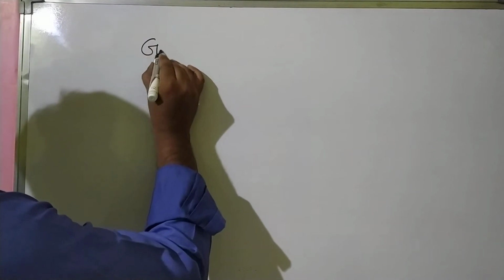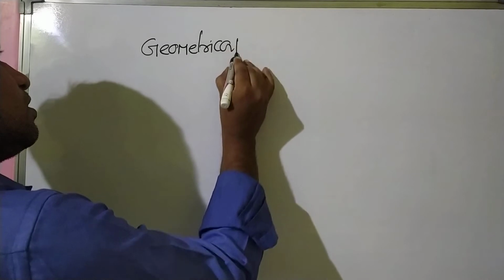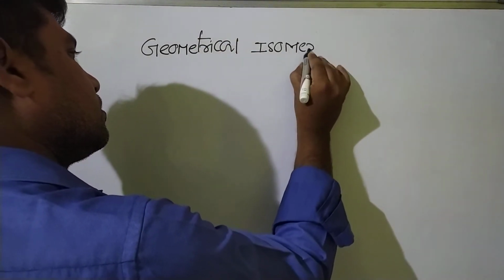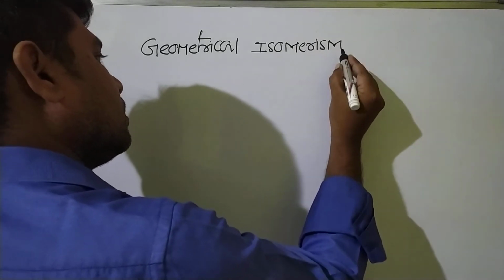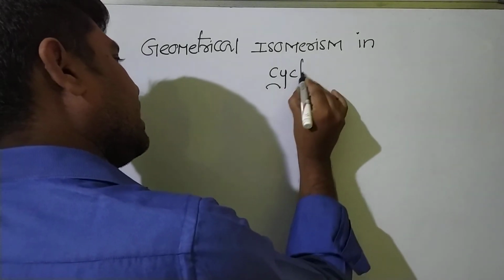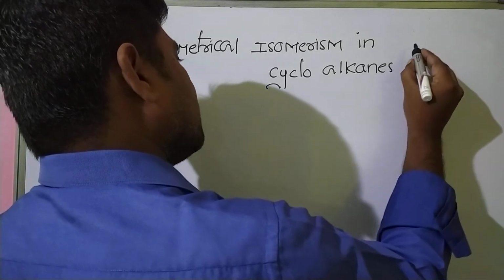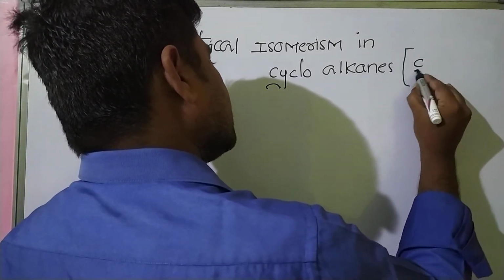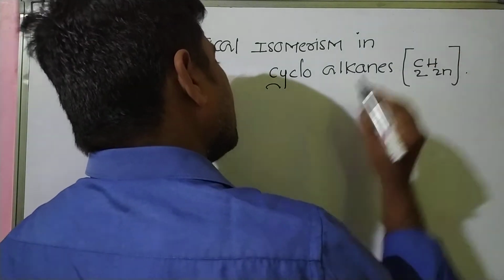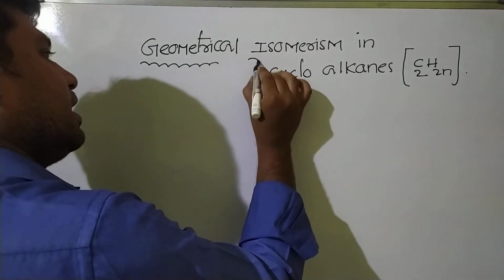Geometrical isomerism in cycloalkanes. The formula of cycloalkanes is CnH2n. Okay. Cycloalkanes, this is our aim.